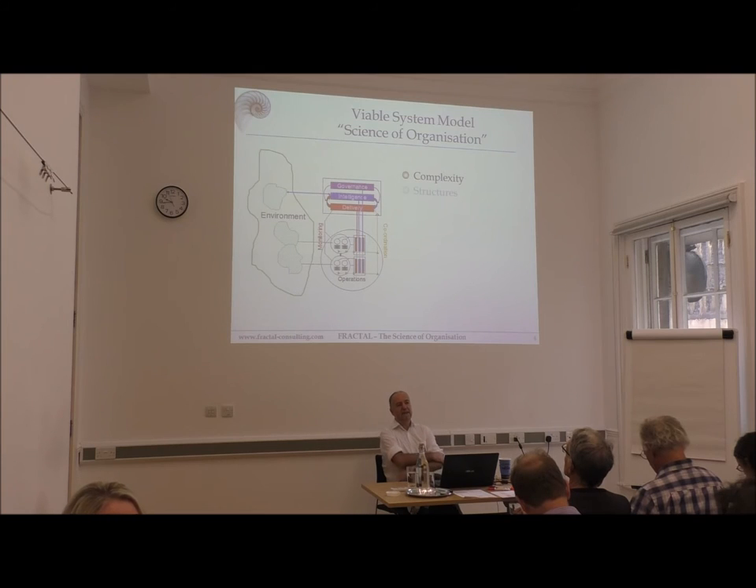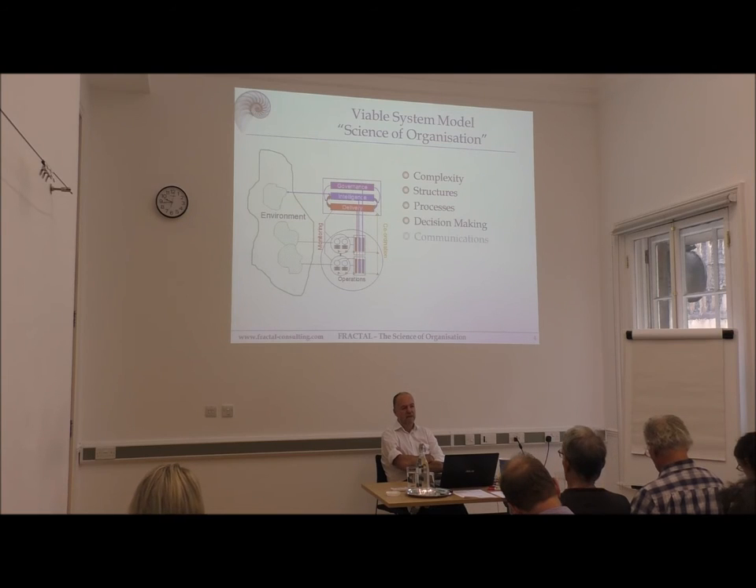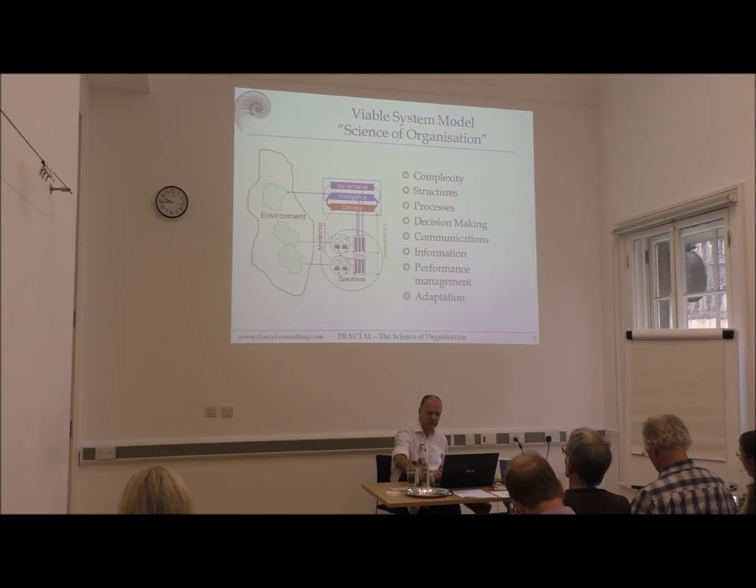But underneath that actually is the model's basis in how the organisation manages complexity. So underneath the graphical model are a set of complexity equations. So there's a lot of stuff in here: structures, processes, how the organisation takes decisions and communicates, where information needs to flow, how you manage delivery and how you manage change. So a lot of stuff in there. So we're going to go through how that's built up as a model bit by bit.